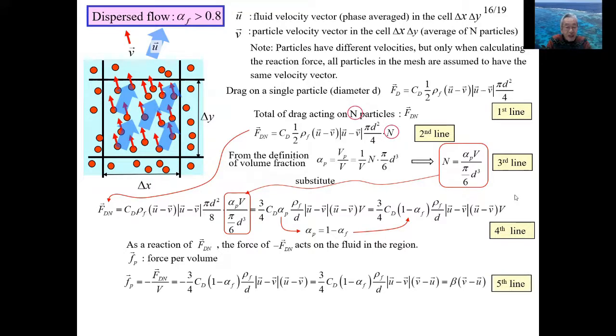Finally, Fp is equal to beta times V minus U. Beta is defined by the equation on the sixth line. This beta symbol will often appear in the following lectures.